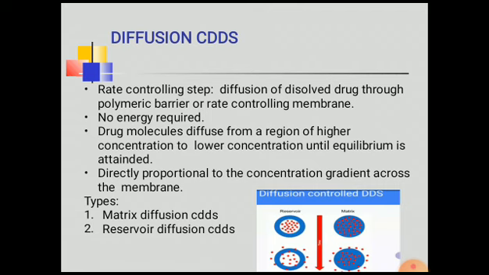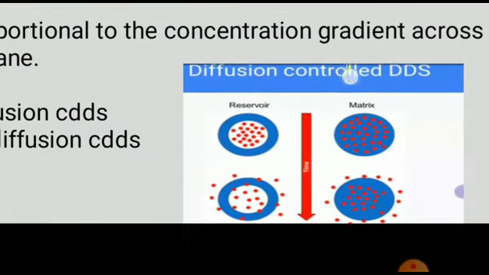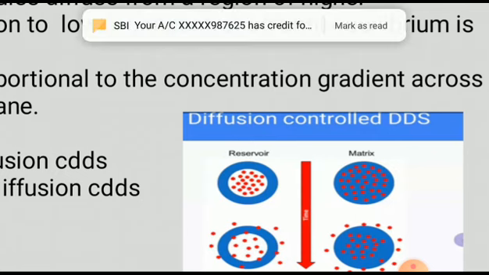It is directly proportional to the concentration gradient across the membrane. So it depends mainly upon the concentration difference between the higher and the lower region. Here also we can observe two types, the matrix diffusion system and the reservoir diffusion system. There we observed the matrix dissolution system and the encapsulation dissolution system. Here it is matrix and reservoir. You can observe the diagram of the reservoir and matrix diffusion systems.